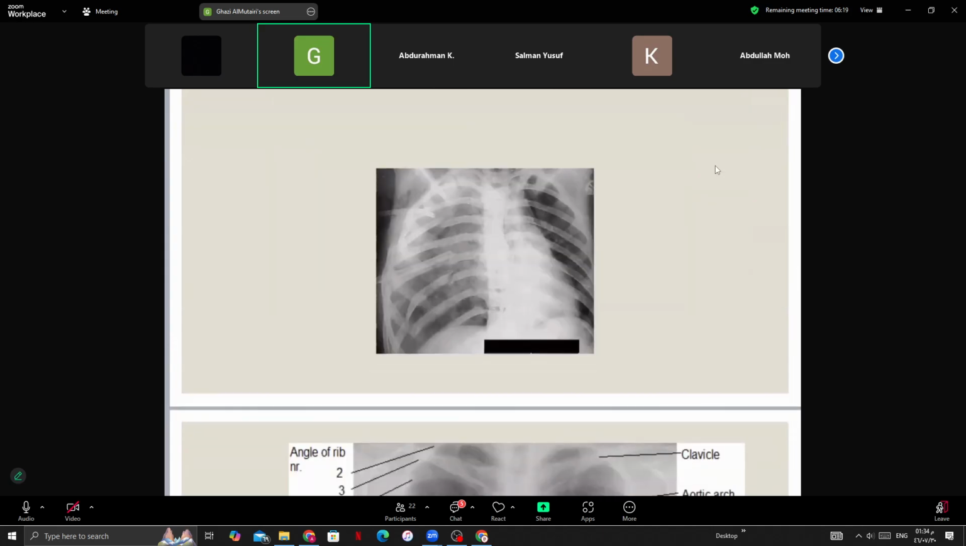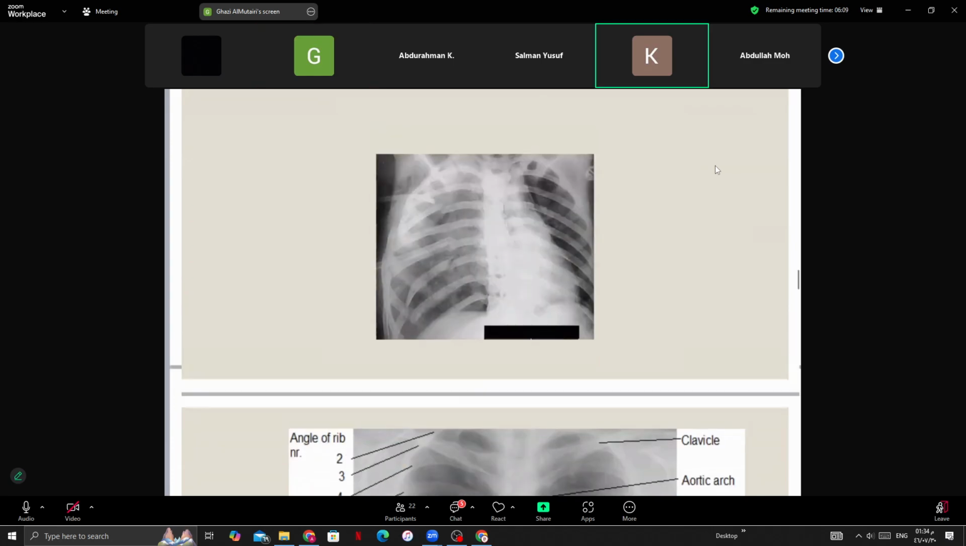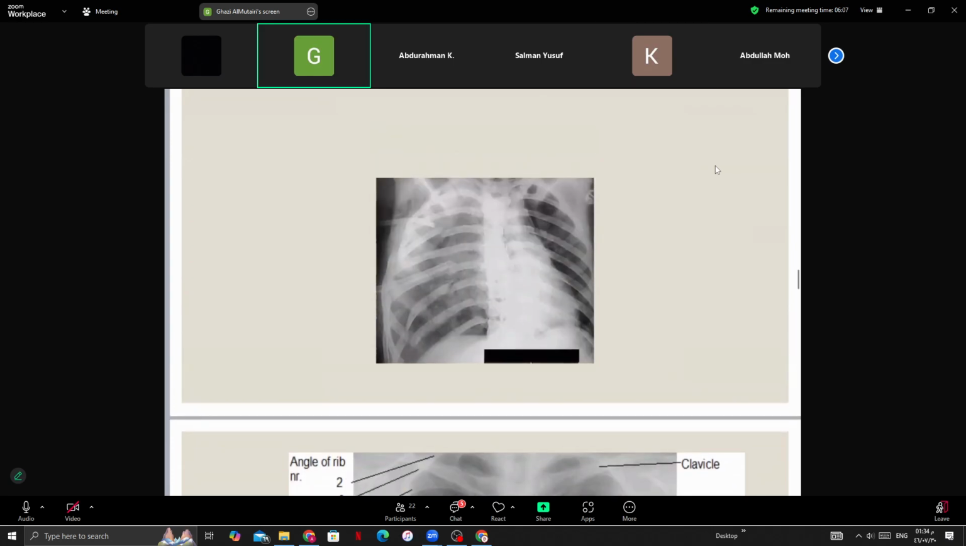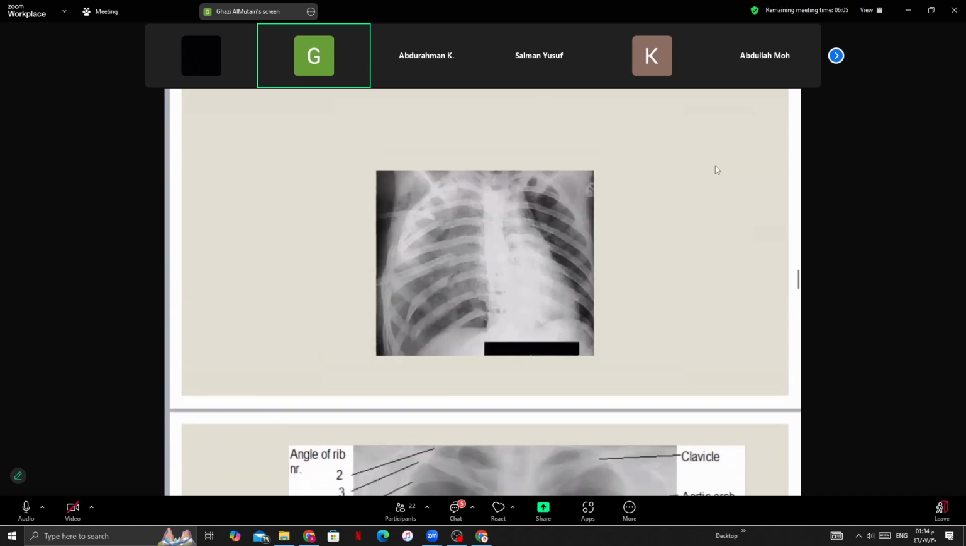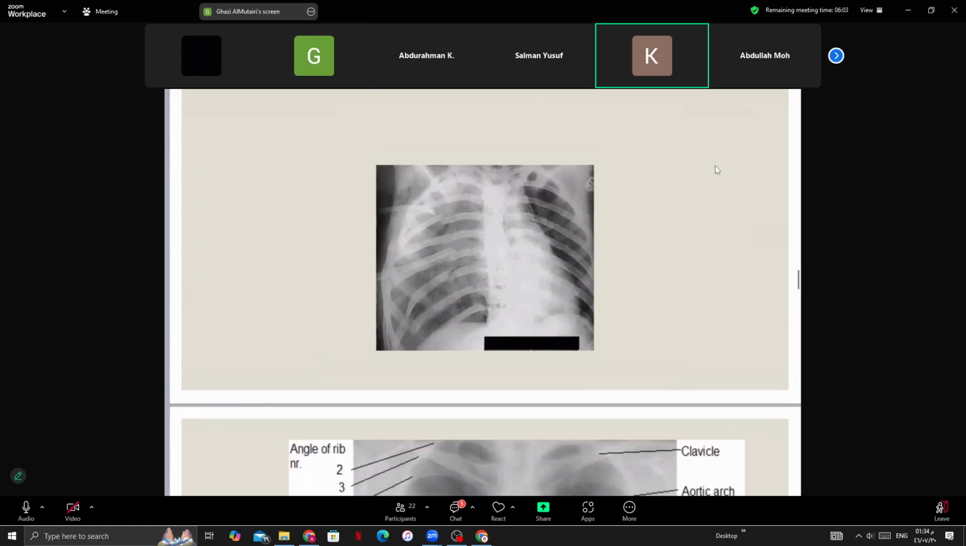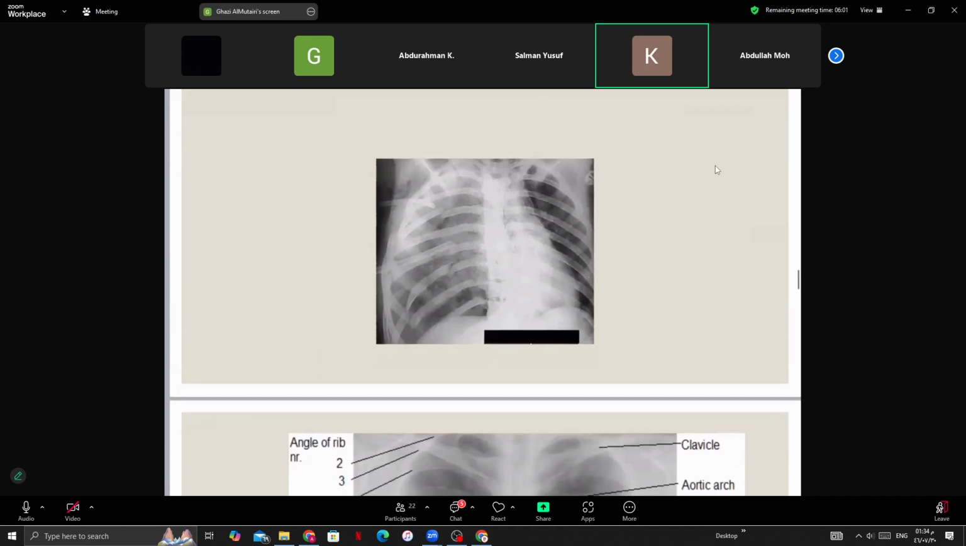What do you think about this X-ray? Trauma patient. Flail chest. أيوة flail chest. How do we define flail chest? Paradoxic breathing أو movement. ممتاز.